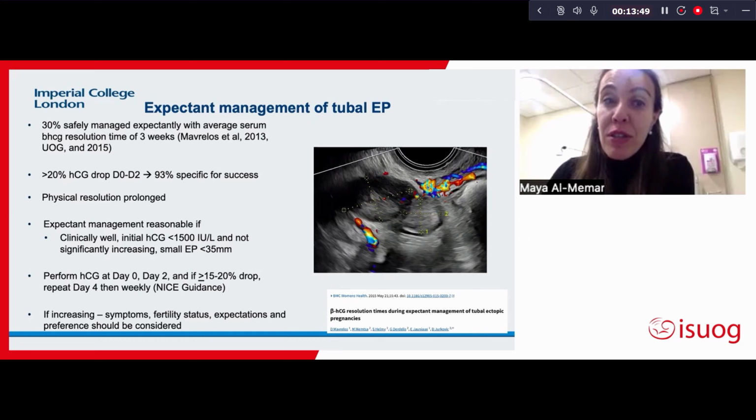And the average resolution time of the beta-HCG is about 3 weeks. How this looks in practice is that if you see an ectopic pregnancy in a patient who is clinically well with initial HCG of less than 1500, that is not significantly increasing, and the ectopic is small, less than 35 millimeters, it would be reasonable to offer this management.